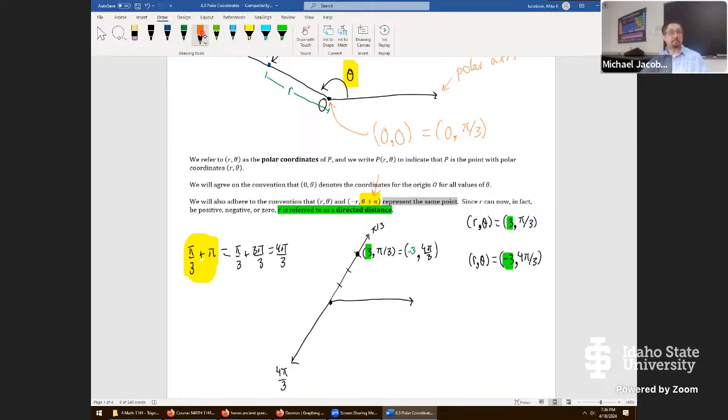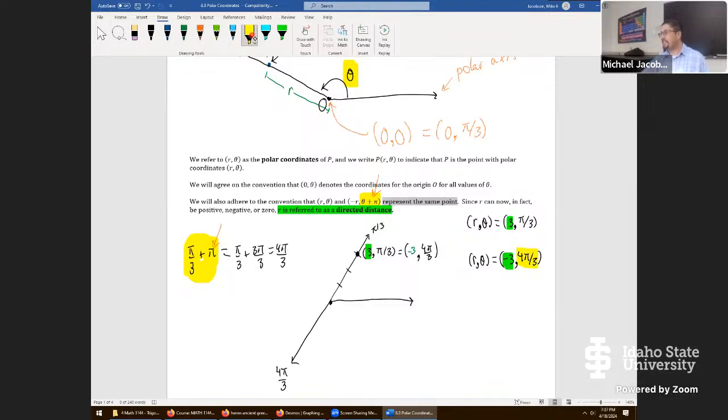So that information there is actually factually accurate in the sense that if you add your pi to your pi over 3, you're getting the 4 pi over 3, but you're not going the positive direction here because you're looking at a negative. That means go the other way, up 3, and you land at the same exact spot. So that's what they're saying here. (r, theta) is also (-r, theta plus pi). Pi over 3 plus pi is 4 pi over 3.